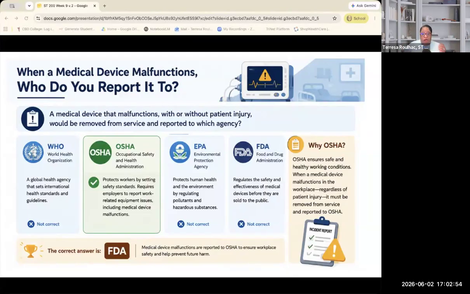Okay. Also, I want you to be thinking about why the device would still be reported even if no patient injury occurred. That's another way to look at these different things.